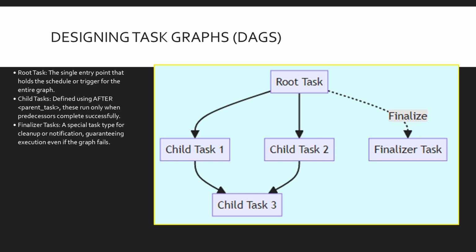This diagram represents a robust task graph. Node A is our root task, the trigger point. Once it finishes, it triggers nodes B and C in parallel, showing how you can branch workflows. Both B and C feed into node D, meaning task 3 waits for both to complete. Finally, connected by a dotted line to the root, we have node E, the finalizer task. It waits for the entire graph flow to conclude before executing its cleanup logic.